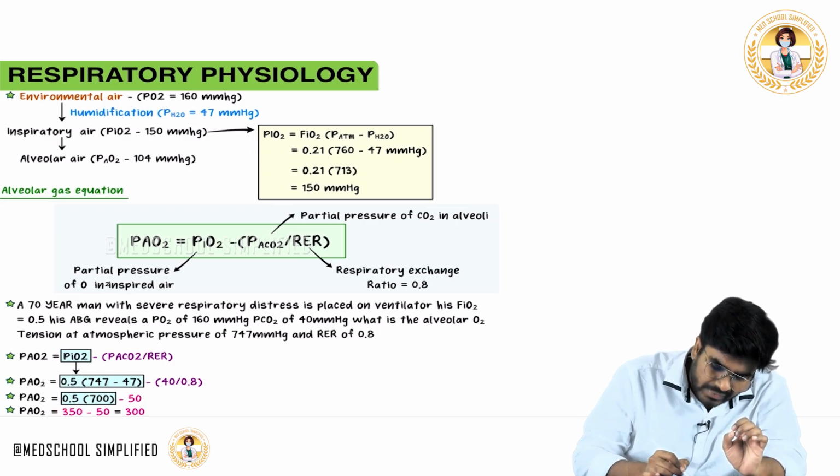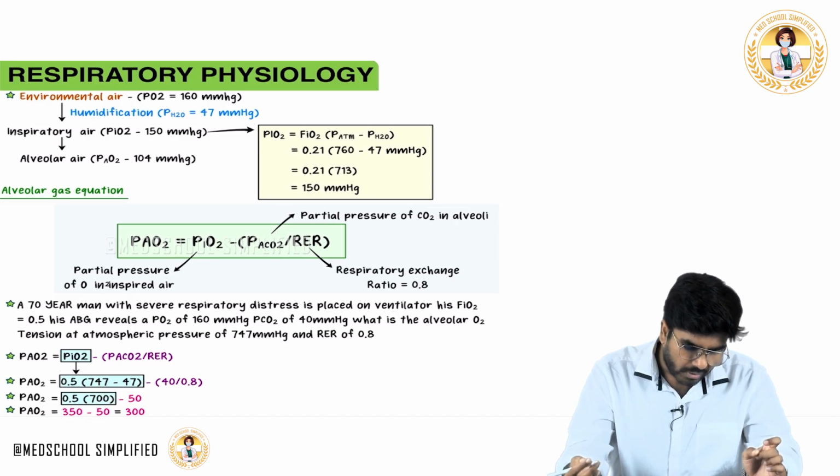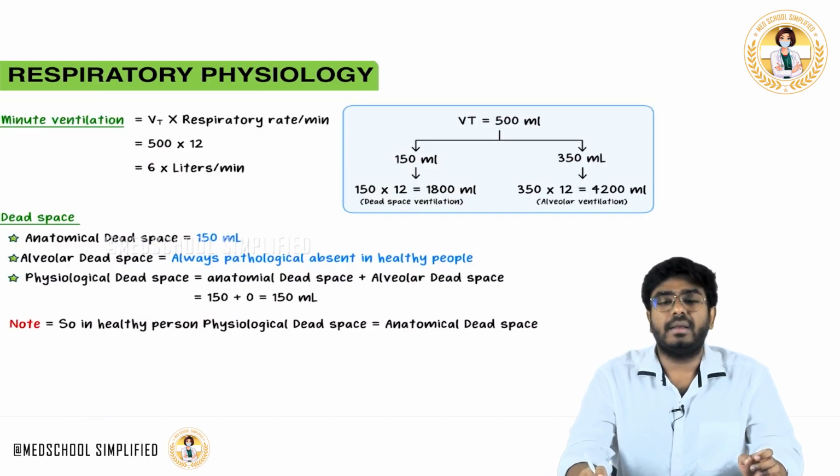Now in this question, have they given PaCO2? Yes, they gave the PaCO2 value. The PaCO2 value is 40 mmHg. Respiratory exchange ratio is 0.8. 40 divided by 0.8 is 50. So 350 minus 50 is 300. So in this case, the partial pressure of oxygen in the alveolus is 300.